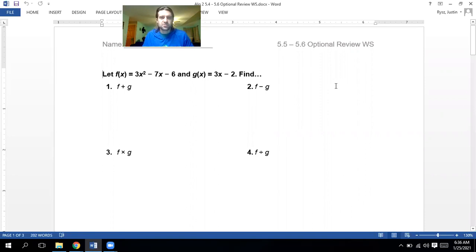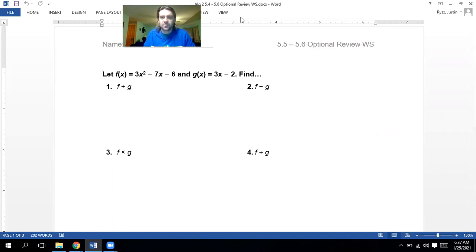So remember, this is just a version of the test that I changed the numbers on. So these problems that you will see on your test are going to be very, very similar to what you actually do on your test. Okay, so the first part is you are given two equations. You have an f of x and a g of x, and you're going to do all four arithmetic operations with it. So we're going to add them, subtract them, multiply them, and divide them.